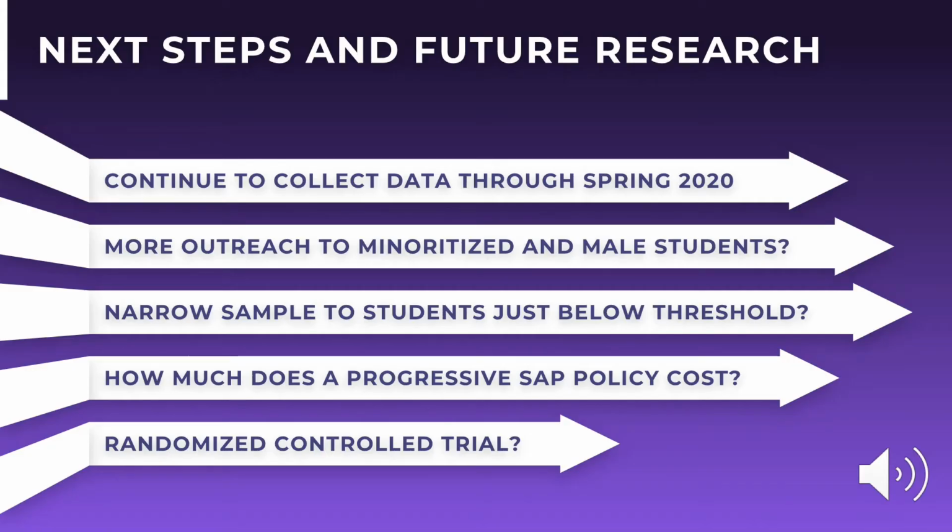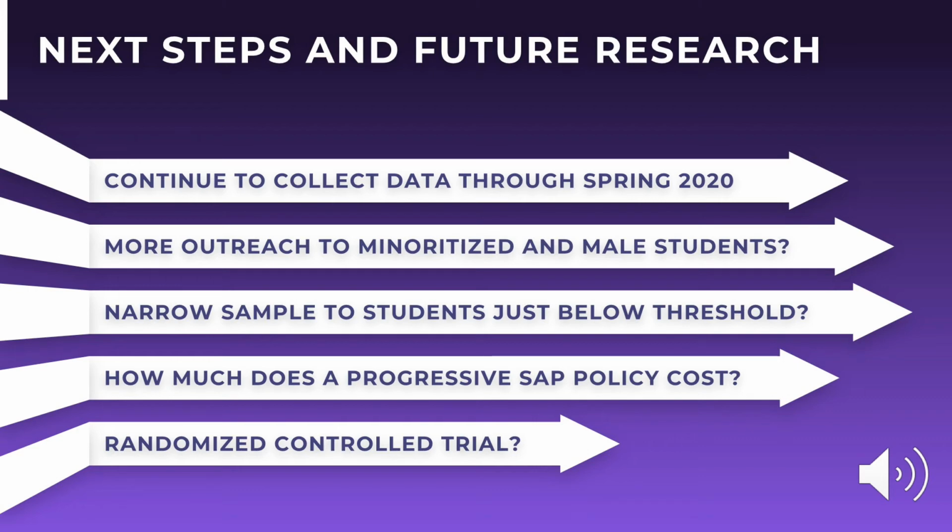Going forward, I will continue collecting data for the 2017 cohort through the spring 2020 semester, and at that point we'll analyze these data sets further. These preliminary results suggest the need to explore whether more outreach is needed for students who may have been disproportionately affected by the advising hold policy, including minoritized and male students.